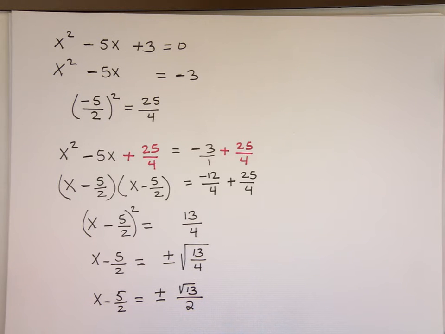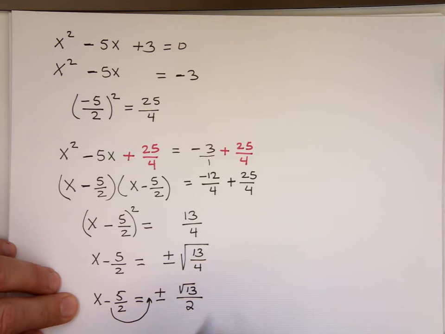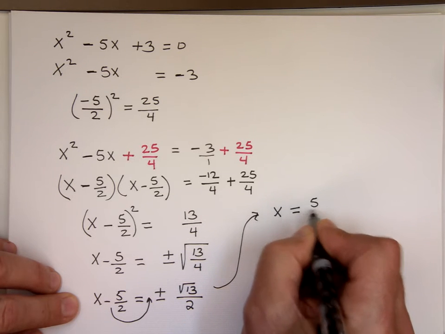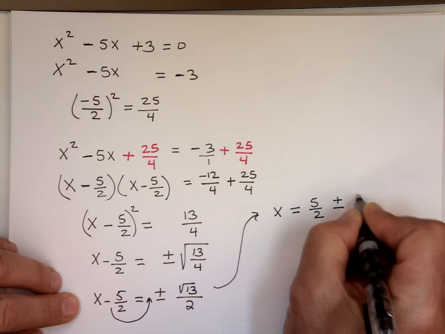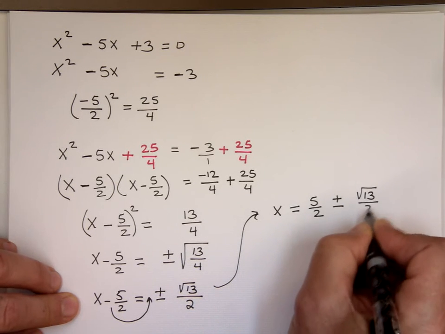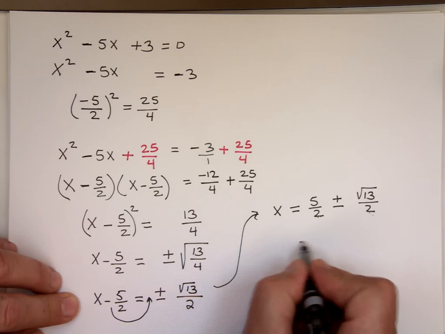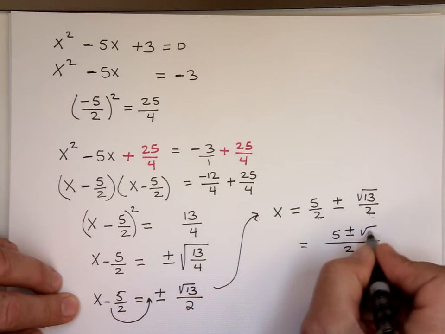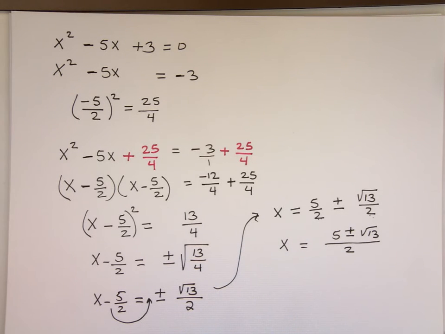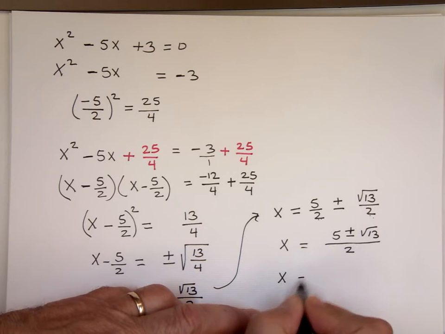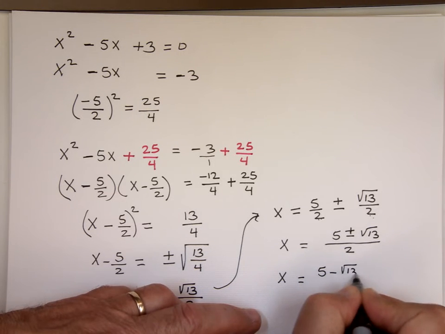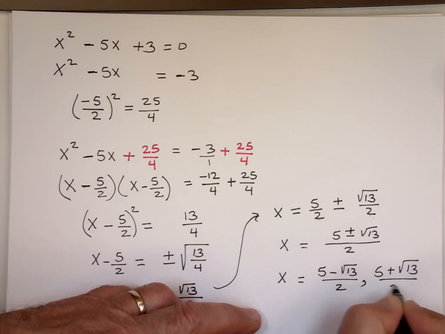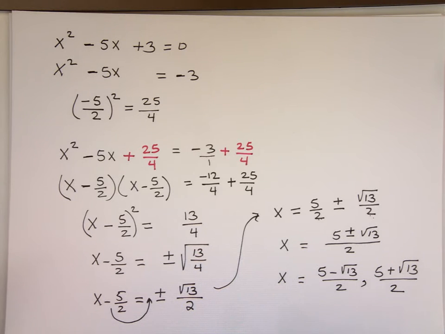And the last step is we need to take the minus 5 over 2 to this side and make it a positive. Change side here. So that'll be x equals 5 over 2 plus or minus the square root of 13 over 2. Since the bottoms are the same, you can make it one fraction: 5 plus or minus the square root of 13 over 2. So x equals, one solution is 5 minus the square root of 13 over 2. The other one, 5 plus the square root of 13 over 2. So you can see it's not really a great method to deal with when that number is not divisible by 2.